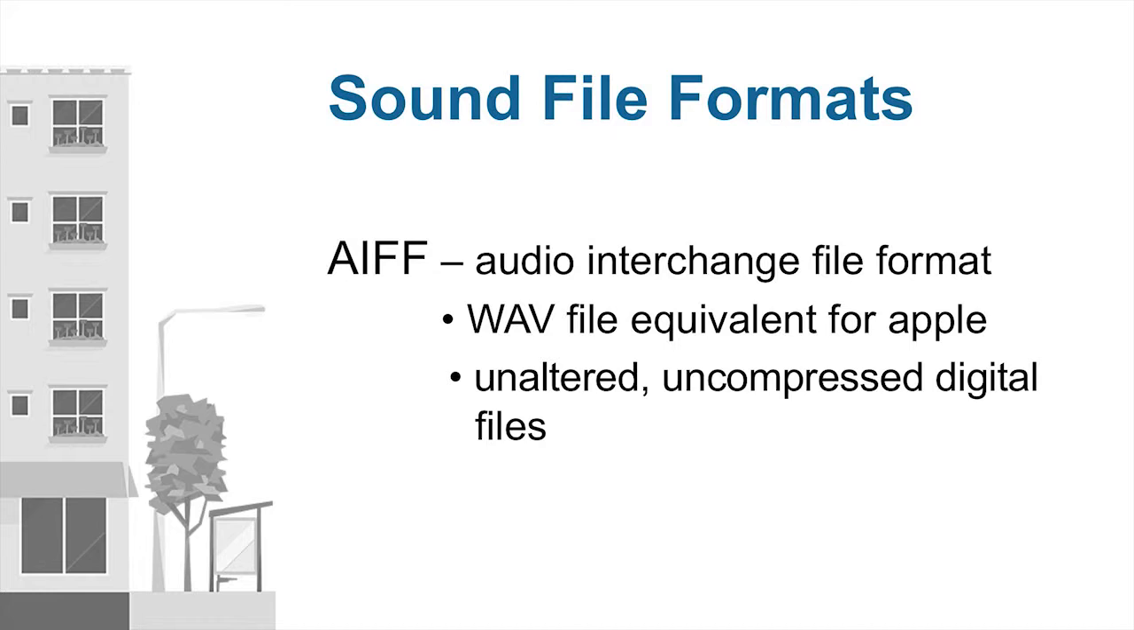The second file type is called AFF, which stands for Audio Interchange File Format. And you can kind of think of AFF files as the WAV file equivalent for Apple's. Apple basically got a trademark for AFF files. However, any sort of operating system these days recognizes AFF files and can work with them as well. AFF files are at a very high broadcasting quality, and like WAV files, they're unaltered, uncompressed digital files.